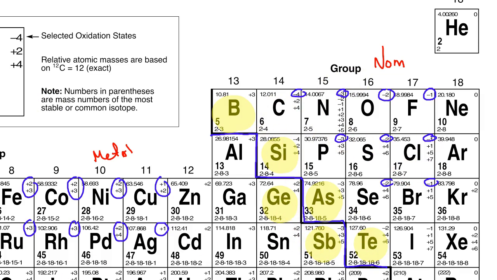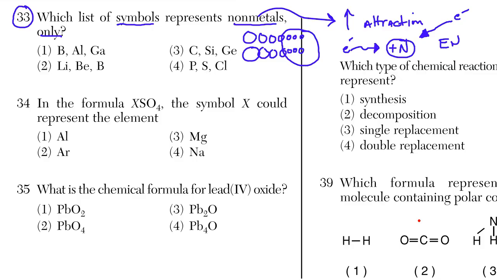So back to our question. Now that we know where our nonmetals are, we can see that number one cannot be the answer. Boron is a metalloid. It's on that staircase. Aluminum is a metal, so is gallium. Two, lithium's way over to the left. It is a metal. We're going to get rid of that.